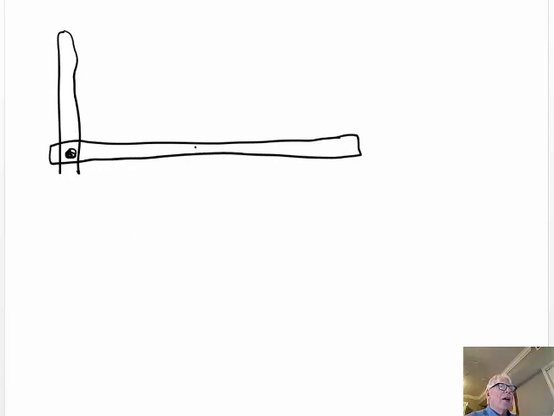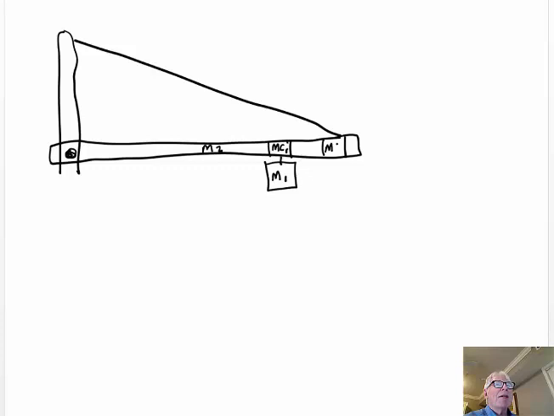We've added a mass, and the mass is here. And then we added it with a clip. I need to clean this up a little bit. And we have another clip out here. And we have the weight of the mass of the ruler, and that's in the middle. We'll call it M1 for the mass, MC1 for the clip. We'll call it M2 for the ruler. And we'll call it MC3 for the clip that holds the string.